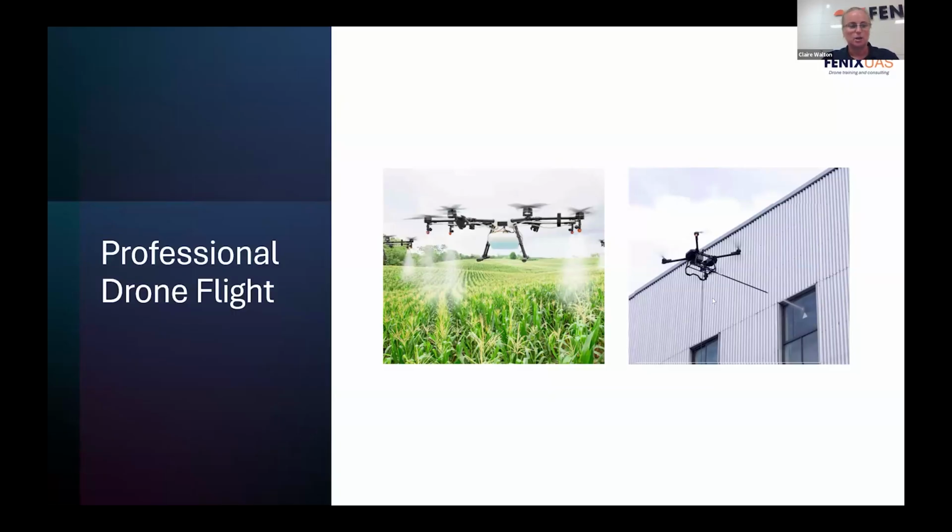On the right, we have building washing. So instead of having people abseil down a tall building or difficult places to reach from the ground, we can send a drone up there now. Other uses in the farming industry might be mustering or using the drone to monitor livestock.